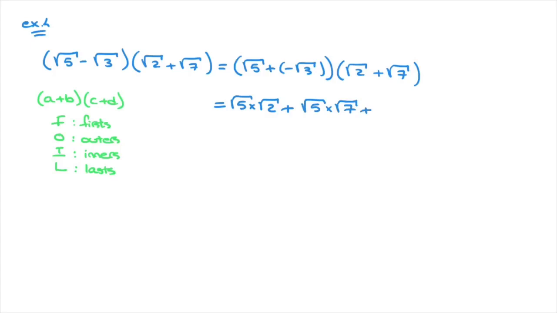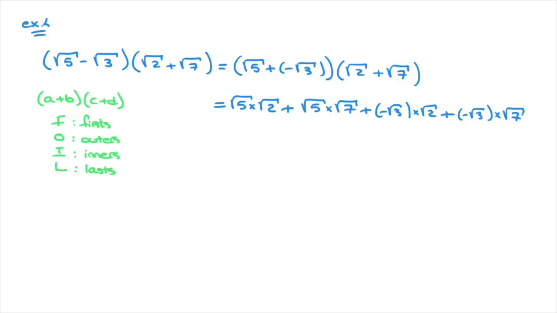So that's square root of 5 times the square root of 7. We now add to that the product of the inners. And so that would correspond to negative root 3 times root 2. So that's negative square root of 3 times the square root of 2. And finally, we add to that the product of the last terms in each of the two parentheses. So that's negative square root of 3 times the square root of 7.